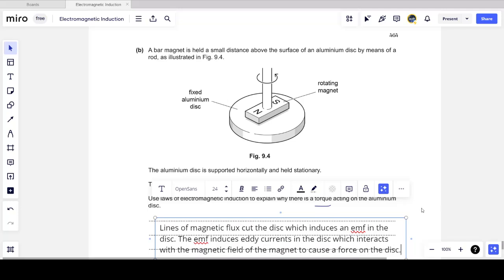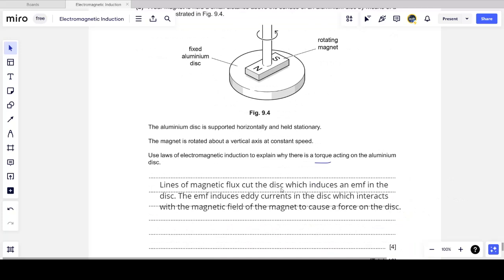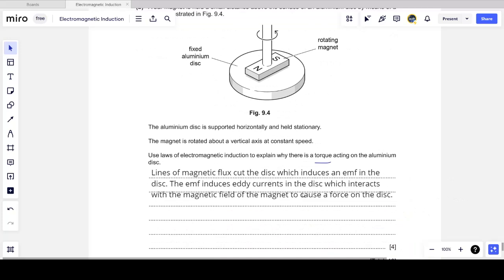So you can see that initially this aluminium is not magnetic. But when the aluminium moves relative to the magnet, or when the magnet moves relative to the aluminium, it induces an EMF in the disk. When the EMF is induced, then eddy currents are induced, which causes the disk itself to interact with the magnetic field of the magnet and causes a force on the disk.